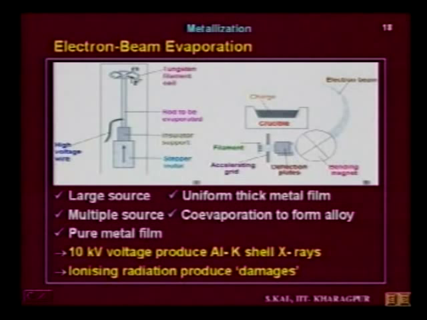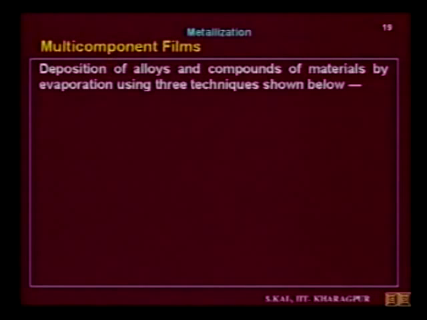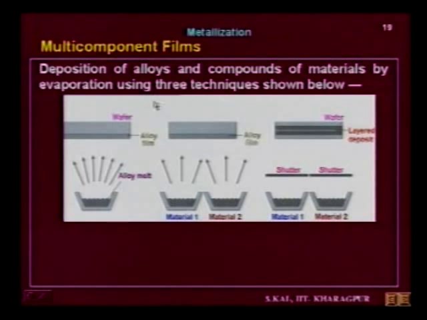But that is not used widely, whereas electron beam evaporation has wide application in R&D as well as in the manufacturing environment. So these are the three techniques. Now let us discuss multi-component films. I just mentioned that deposition of alloys and compounds is also possible using the vacuum evaporation technique, either by subsequent evaporation or simultaneous evaporation.